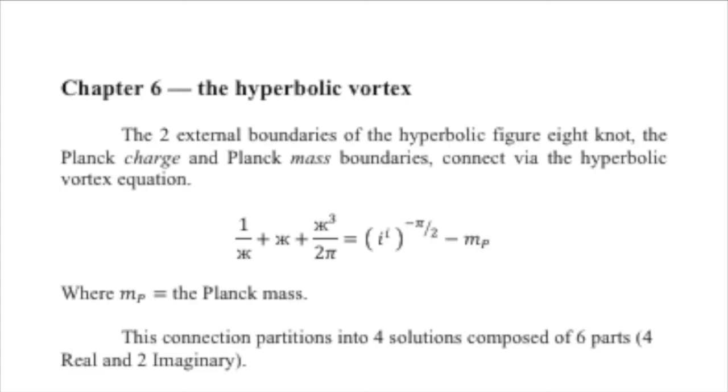But I want to know how many possible ways can they be divided up? How many ways can we divide up this charge and mass boundaries, right? These 2 actions are in play, they're in motion together. So how many partitions are available in this action? All right, well, to do this, we start with recognizing that the 2 external boundaries, the hyperbolic figure 8 knot, the Planck charge and the Planck mass boundaries, connect via the hyperbolic vortex equation.